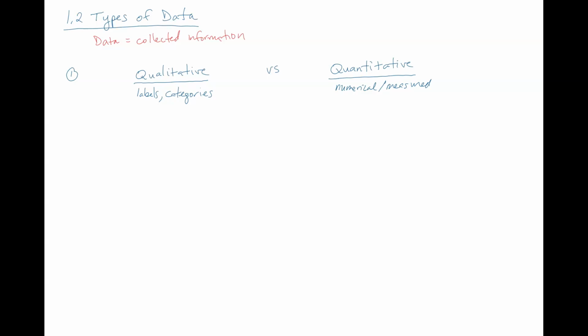For the second level, we will break each of these two categories into two further details. For example, qualitative data can be broken into either ordinal or nominal data. The big distinction between these is that ordinal data has order to it, a natural order. And nominal might sound like the word names, and it's true. They're just names. There's no natural order to that data.